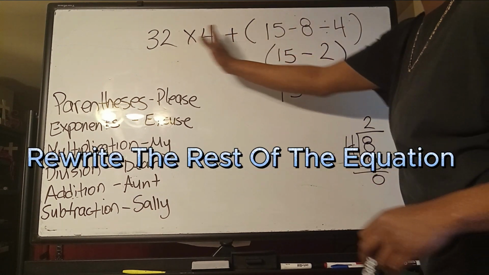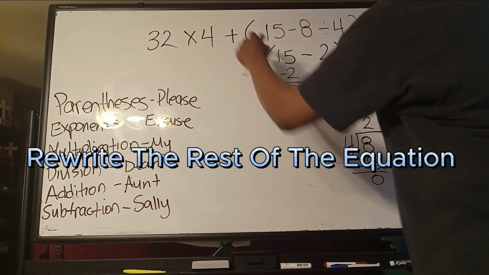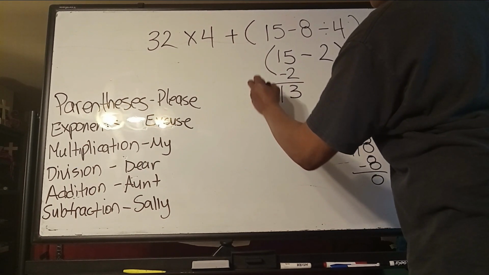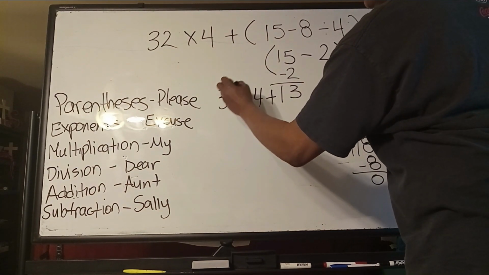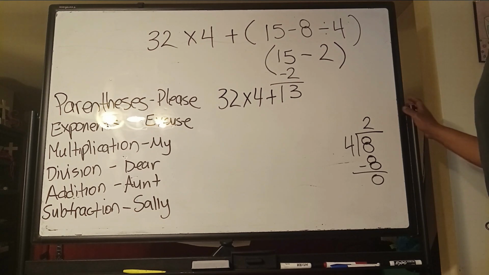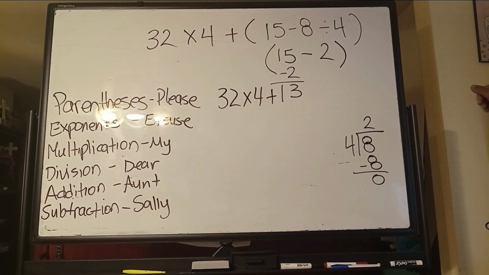But we need to write the rest of this problem. So we have 13 plus the 4 times the 32 in front. That's what we end up with now after we did this portion. Okay? So that's the first steps.